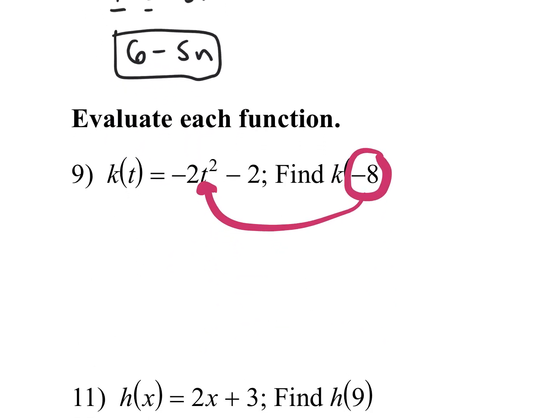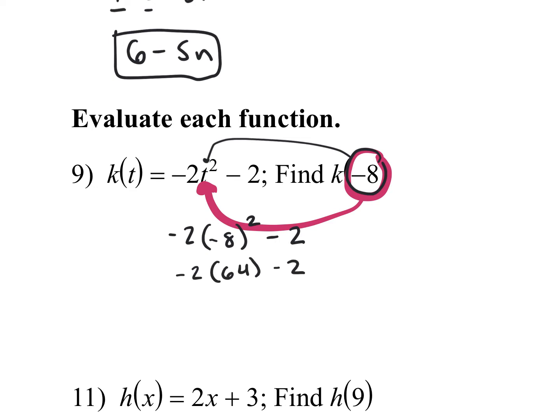All right, number 9. So I take whatever is in the parentheses here and plug it into my variable. So that would be negative 2. Plugging in negative 8 into t squared minus 2. What's negative 8 squared? So negative 8 times negative 8. 64. Good job, Miss Carver. What's 64 times negative 2? Awesome, negative 128. So now I have negative 128 minus 2, which would be negative 130. Any questions there?